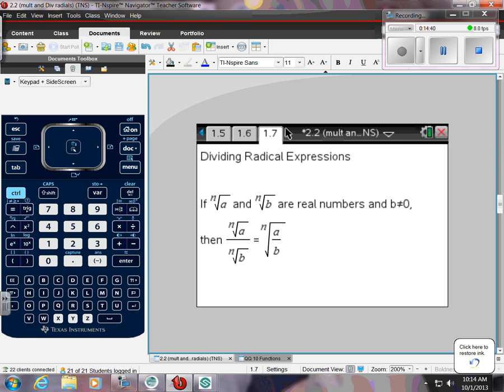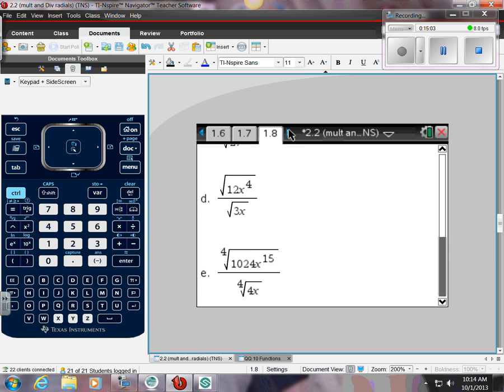All right, so let's talk a little bit about dividing. Okay? Same kind of idea. Just like with multiplication, we multiplied first and then we reduced. When we're dividing, we divide first and then we reduce. Okay? So always divide first if you have the option. Okay, again, you have to have the same index. If you don't have the same index, can you divide? No. Okay. So let's look at the first ones here.